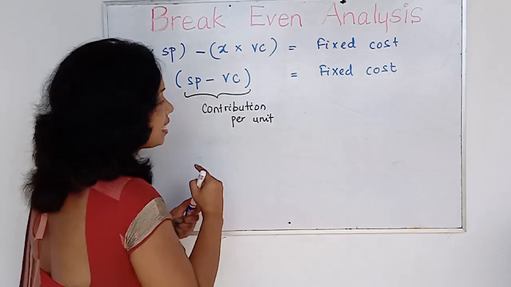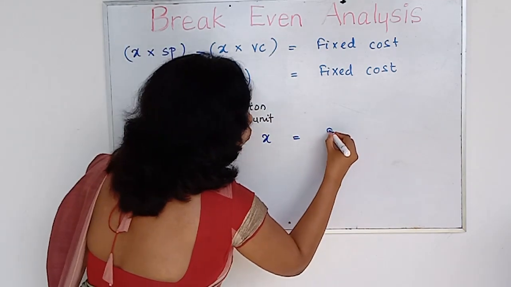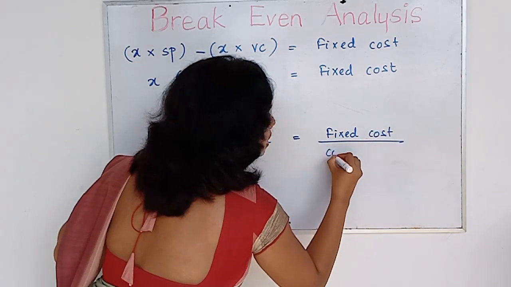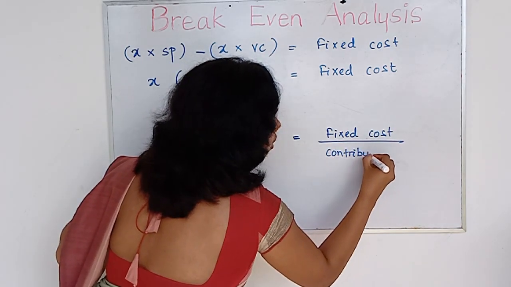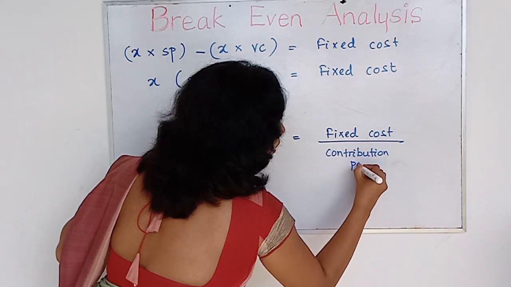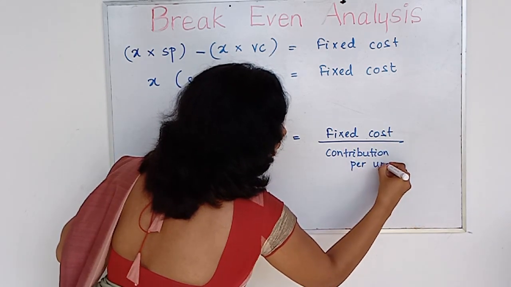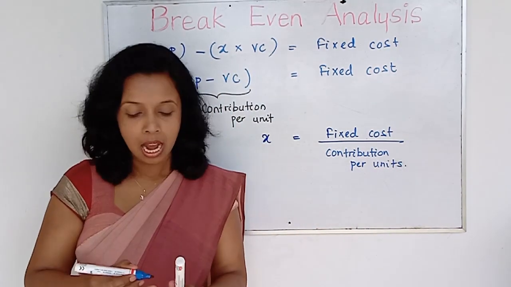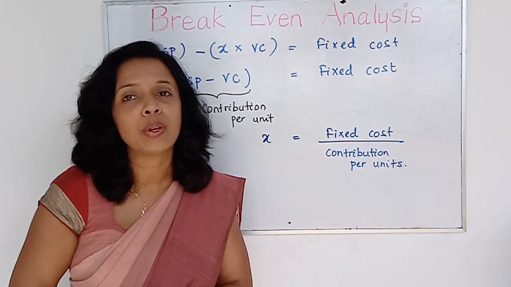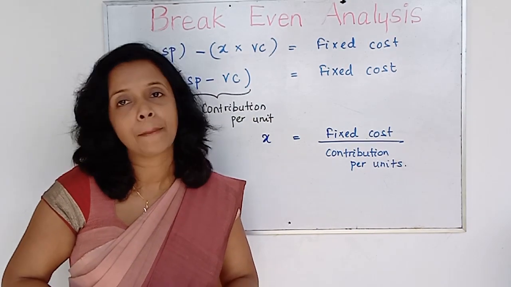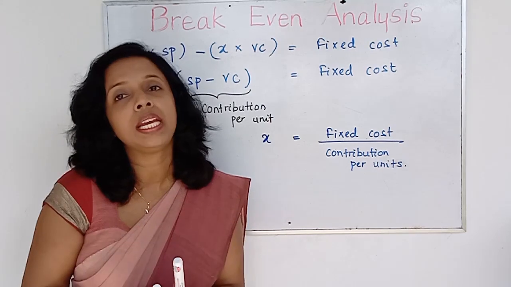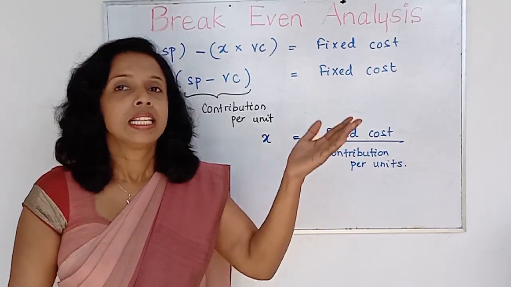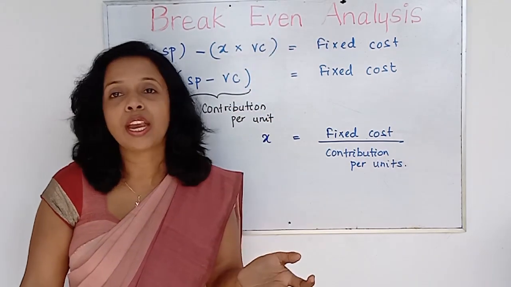So then X is equal to what? Fixed cost divided by contribution per unit. Now, if you have learned break-even analysis earlier, you have studied so many formulas. I didn't want to give those formulas, because if so, what happened? Again, this will be a normal classroom where you learn the topic break-even analysis and formulas.